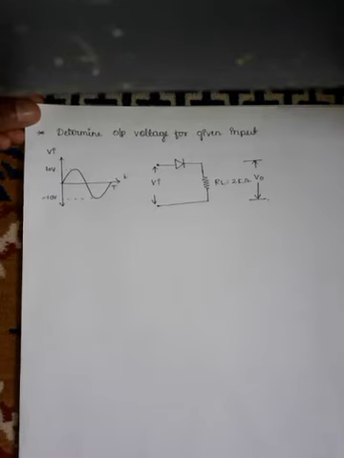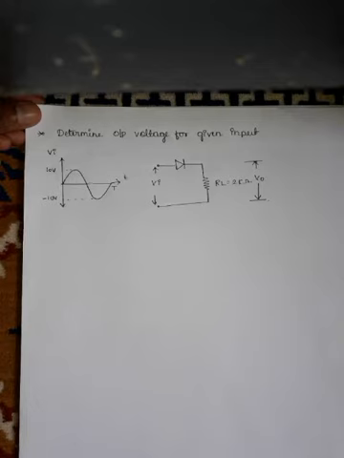Let us consider this example. So we need to determine the output voltage for the given circuit. So they have given the circuit. As you can see, it's a half-wave rectifier circuit. So let me analyze this one.